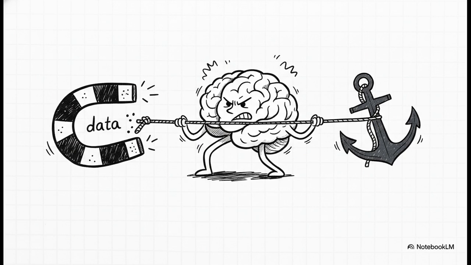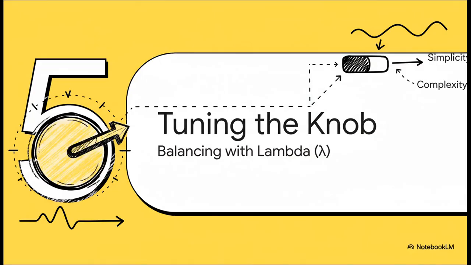The model is now trying to minimize this total cost. It's basically being pulled in two different directions at once. It's being pulled towards the data, trying to reduce its error, but it's also being pulled back by this penalty, which keeps it from getting too complicated. It's this constant tug of war that forces the model to find a balanced, stable solution that can actually generalize to new data.